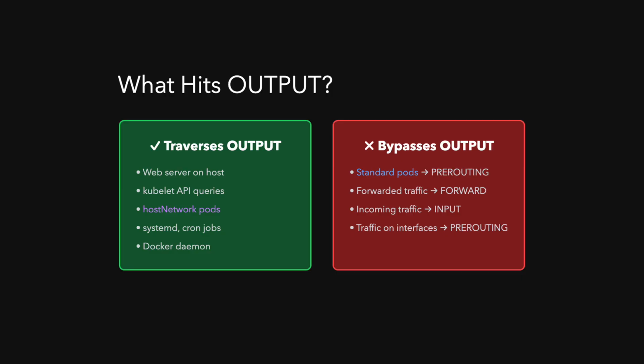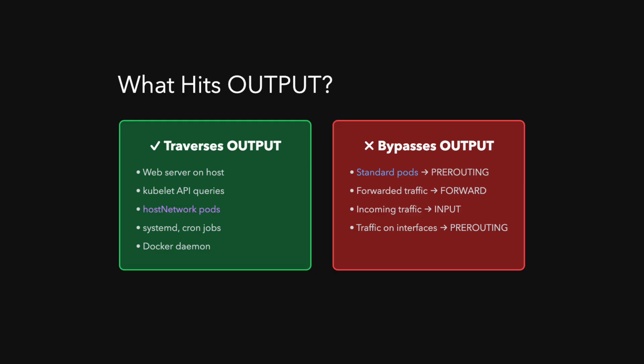It can be a web server running directly on the host sending an HTTP response back to a client, or a process on the host initiating an SSH connection to another server, kubelet on the host when it queries the Kubernetes API server, host network pods, Docker daemon making registry API calls, systemd services, cron jobs, or any process in the host network namespace, but not standard pods. They use their own network namespace.